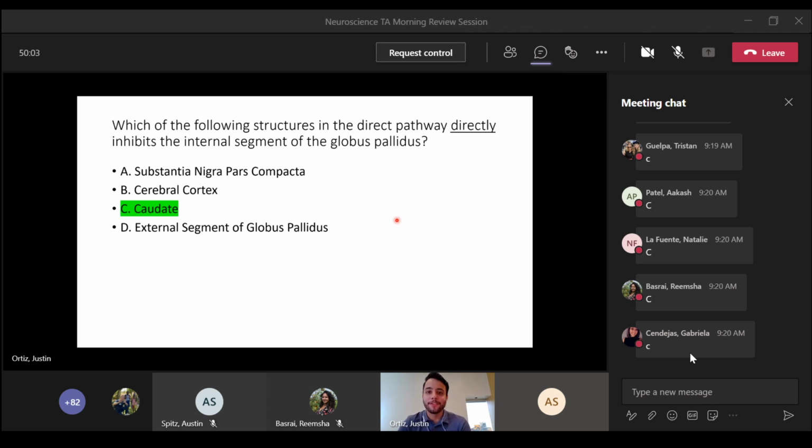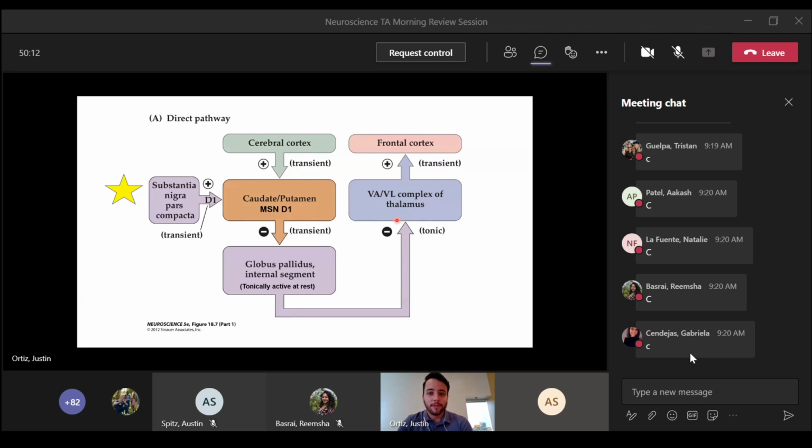I know it's a lot of information, but I really hope that the images are putting this pathway into your head and making a lot of sense of it. So here's the direct pathway. This is just the chart that he had in this lecture. This is exactly what we talked about. We saw it in actual images. We saw the cerebral cortex and the substantia nigra pars compacta activate the striatum. High levels of dopamine activate the D1 MSNs.